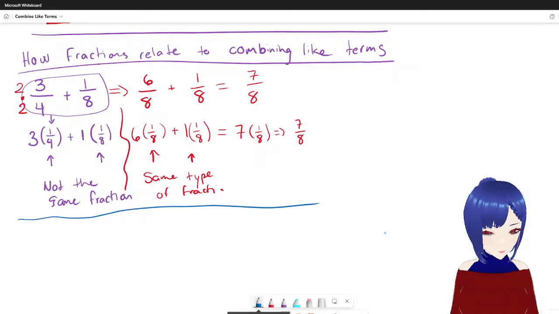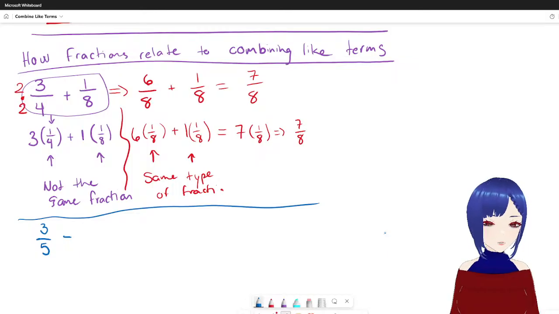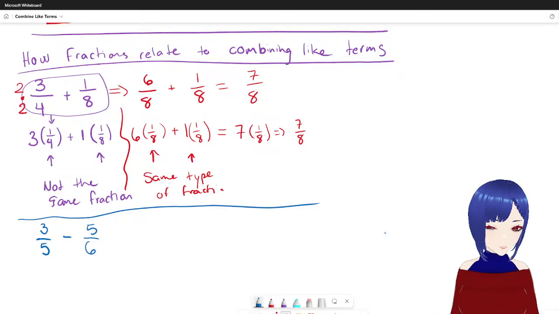So we'll do 3/5, and I'll do subtraction since I brought up that it works for subtraction as well. 3/5 minus 5/6. So, 3/5 minus 5/6.